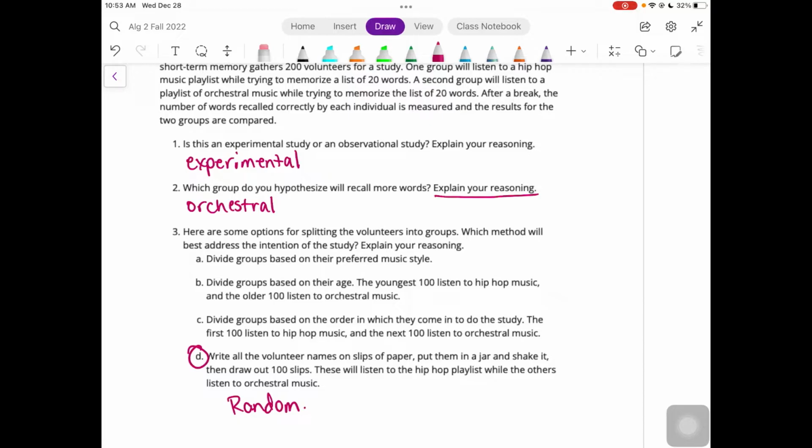C, you might have groups of people that come in together and they might prefer one thing or another, or they might be aged similarly. And so there's some bias there. But in D, everybody has a chance of being in either group because you are randomly selecting those names.